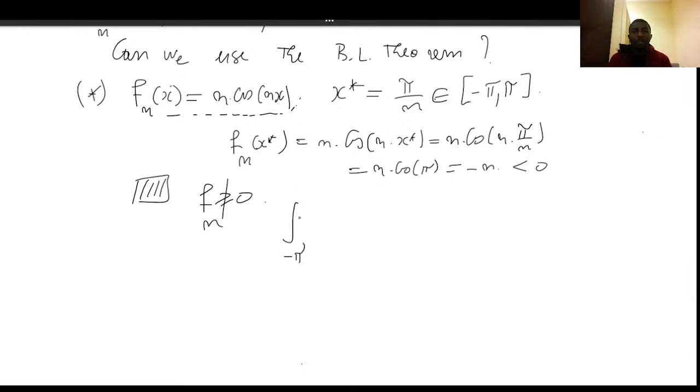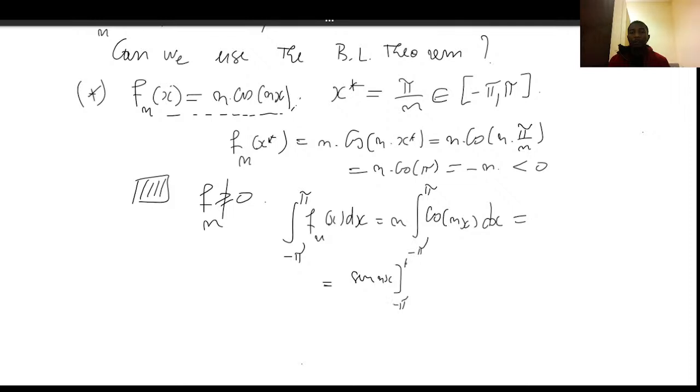If we compute, for example, the integral from minus pi to pi of fn of x dx, it will give us n times the integral from minus pi to pi of cosine of nx dx, which will give what? If we compute, we can see that this is sine of nx from minus pi to pi. So if we compute, we will see that it will give us 0. So the limit of the integrals of fn dx is 0.